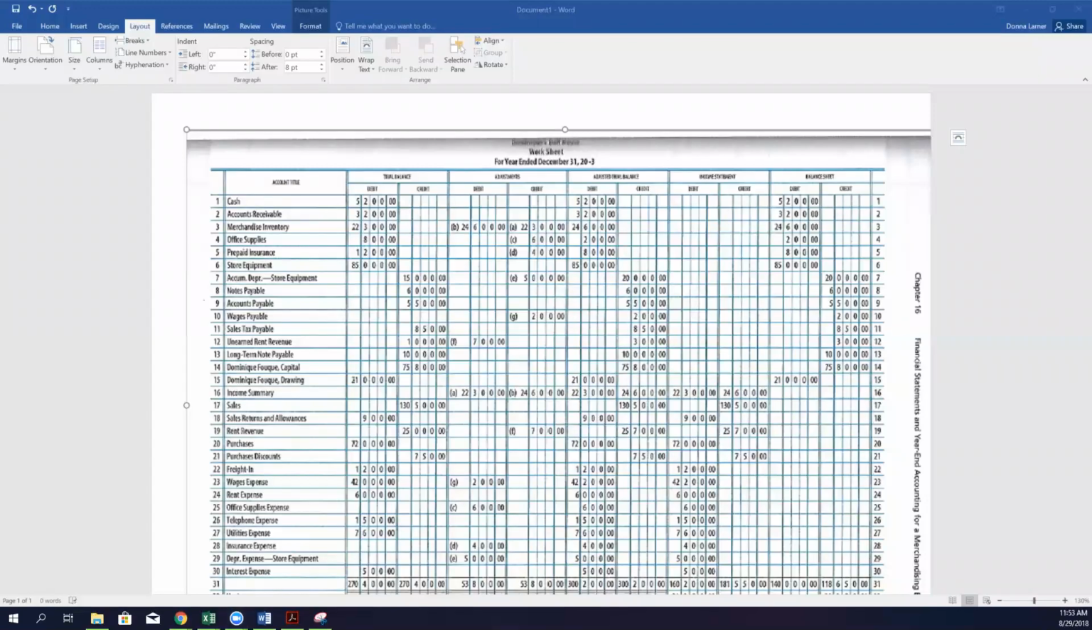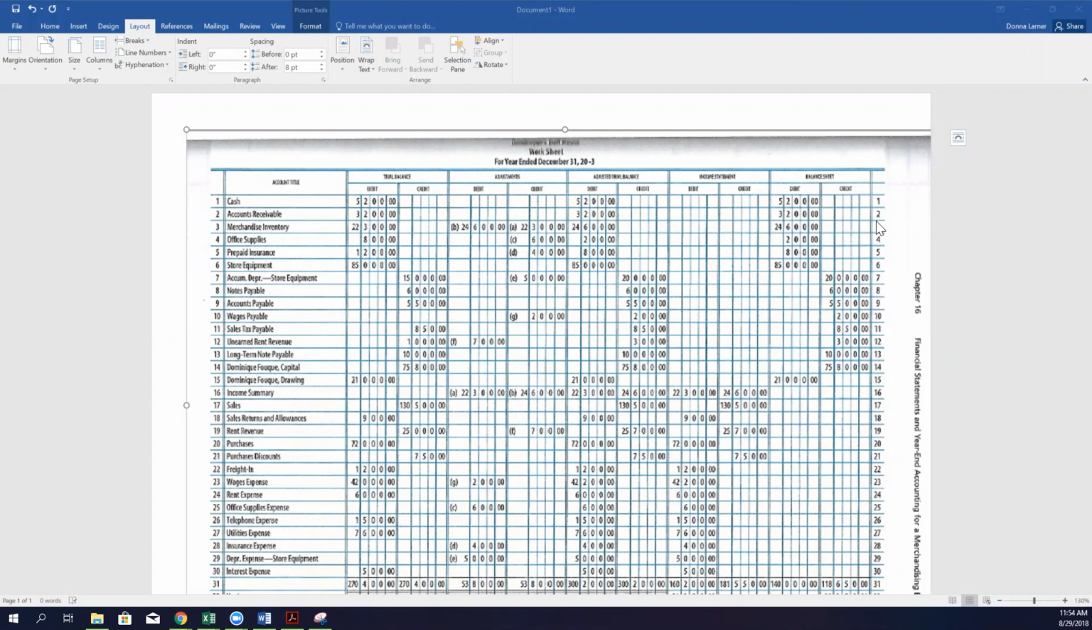We're in week 2 already, the second week of reviewing financial accounting. I found a problem from an old version of your financial accounting book and thought it might be a good review of some of the concepts, especially the concepts that we'll need going into managerial accounting. The first one is making an income statement.